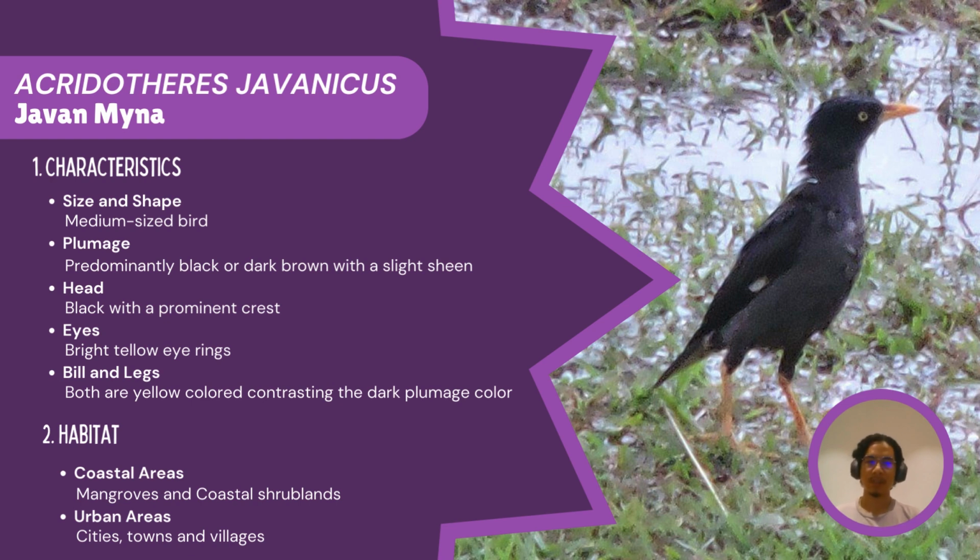And as for breeding, they build their nests in cavities, including tree holes, crevices in buildings, and even nest boxes. They lay 3 to 6 eggs per clutch, and both parents help to incubate them and feed the young.